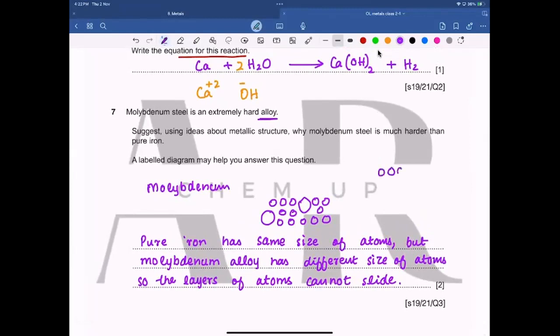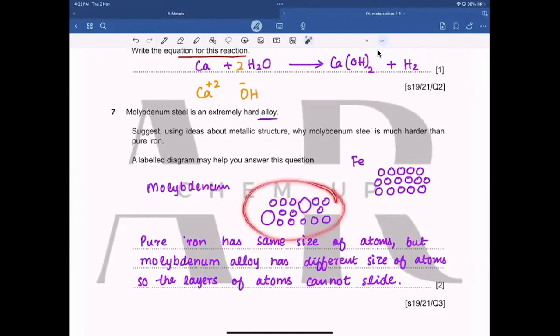Yes, Sania. And if I make the structure of iron, in iron, all the atoms are of the same kind, right? So if all the atoms are of the same size, when we apply the force, the layers can slide over each other. And here, when I, for example, apply force over here, this layer cannot be slid because of this bigger size of atom. So that makes it difficult to slide, and that makes molybdenum steel harder than pure iron.